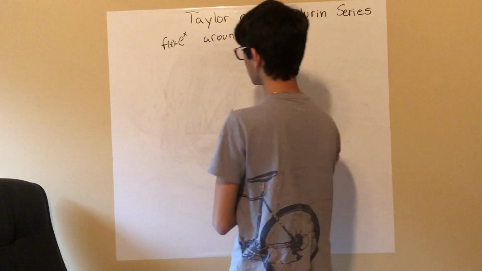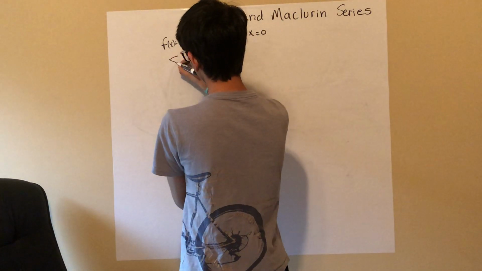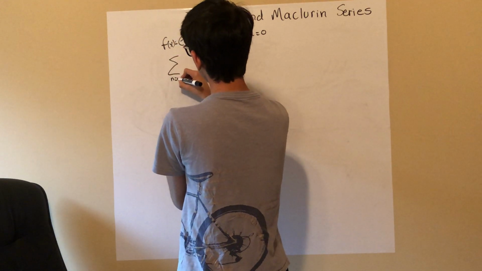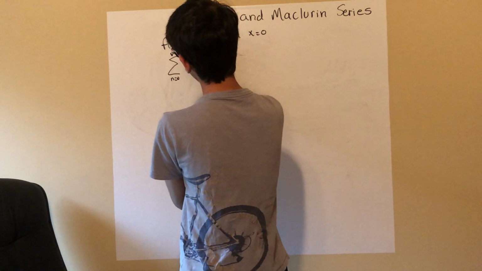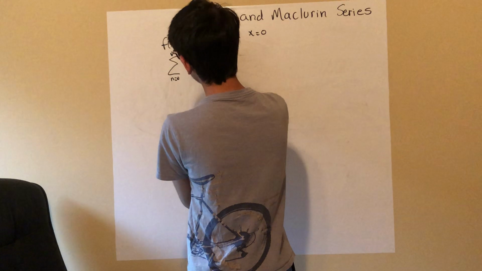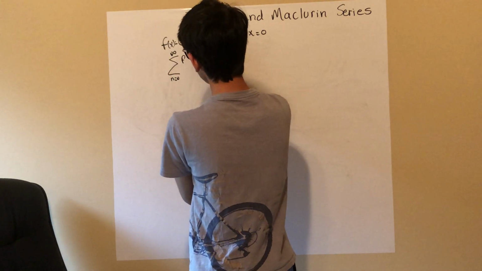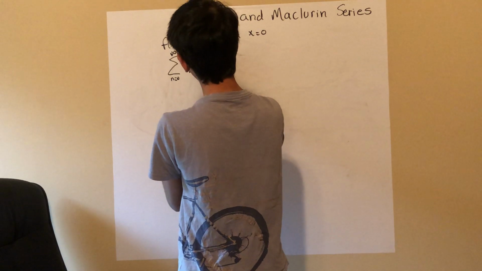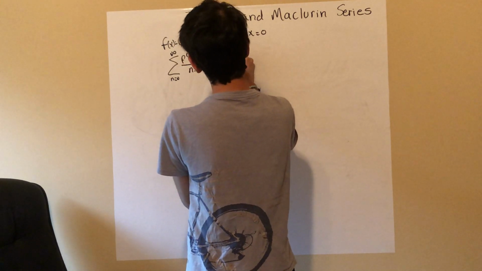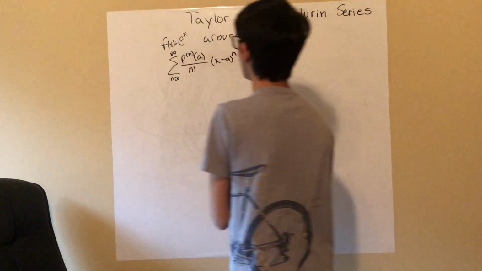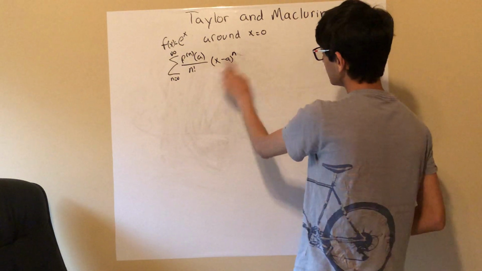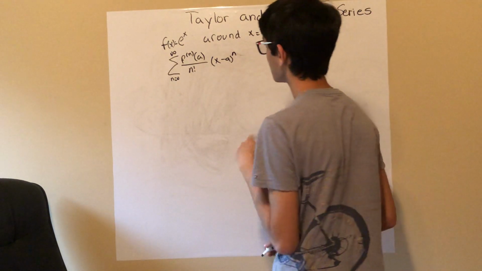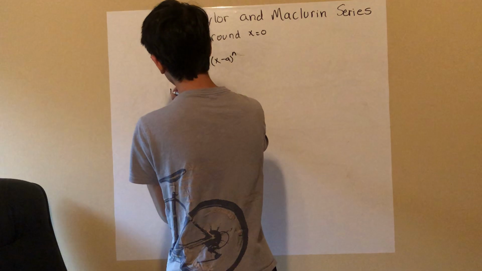The first thing that we should always write is the definition of the Taylor series or Maclaurin series. In this case, it's the sum from n equals 0 to infinity of f to the nth power of a over n factorial times x minus a to the nth. So our a value in this case is 0, right? So now let's start off.